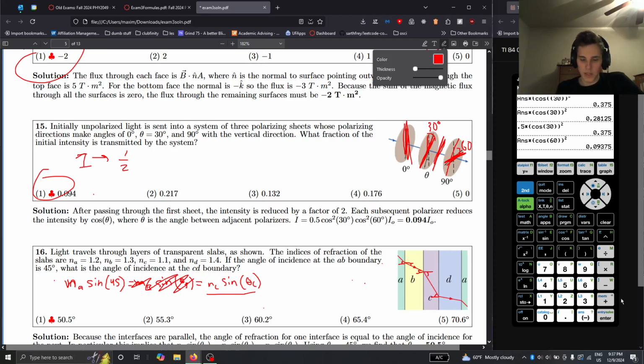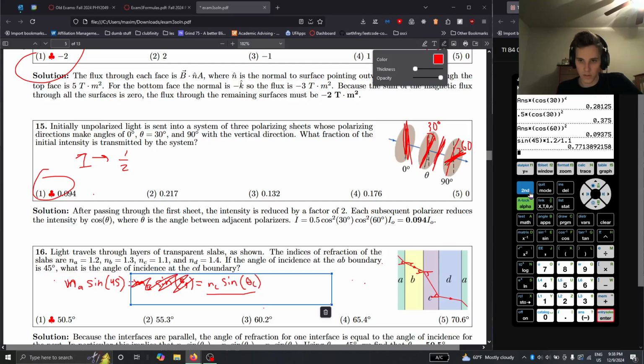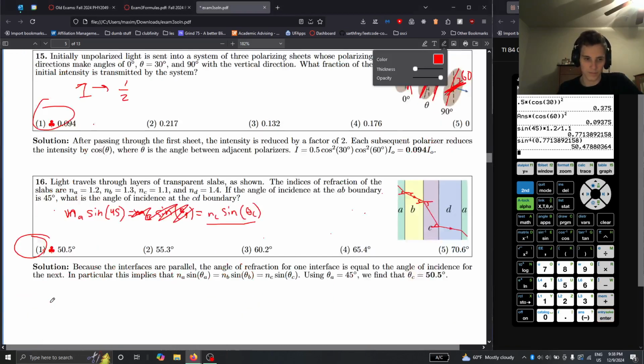So we're solving for this. Let's go sine of 45 degrees, multiply by NA 1.2 and divide by NC 1.1. Inverse sine up here, and we get 50.47.